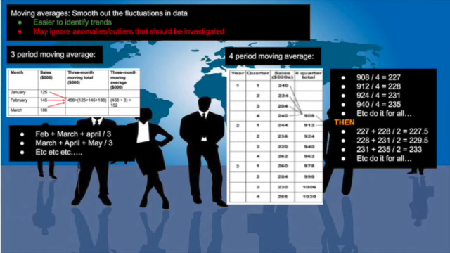And then once you actually get those answers, you need to basically do the same thing again. So now with the answers, 227 plus 228, divide that by 2. Then 228 plus 231, divide by 2. Then 231 plus 235 divided by 2, 233, and you do that all along.